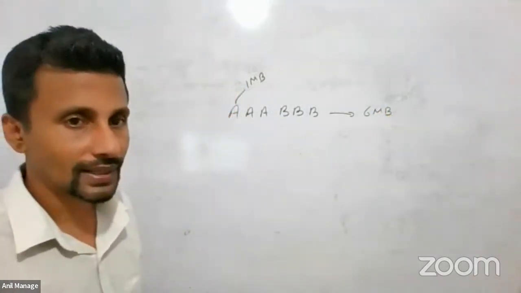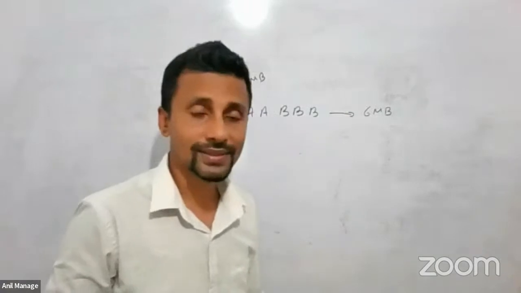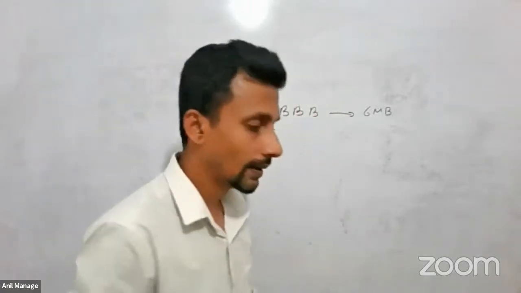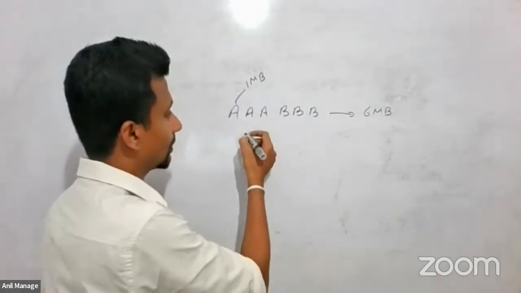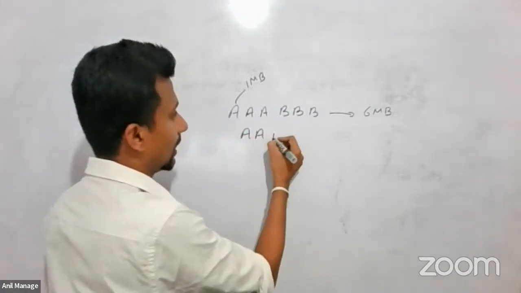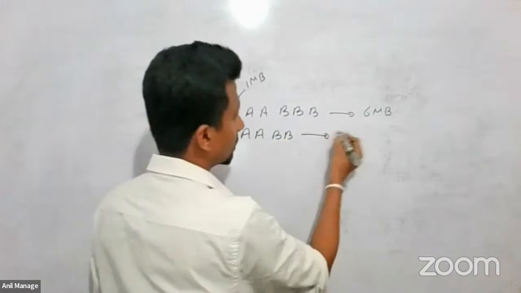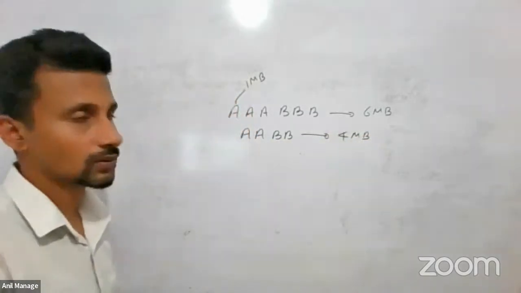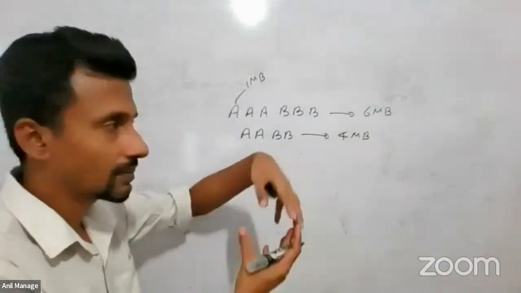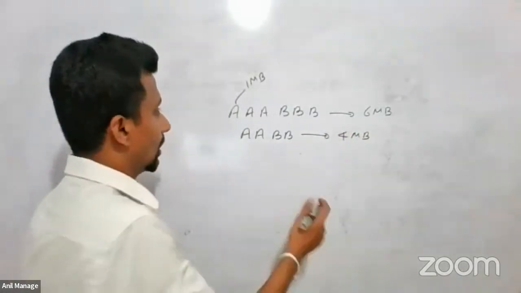So you have compression techniques. One is lossy compression. Actually, this is used for image compression and all that. In lossy compression, you can remove some data and make it small. So you have 2B's and 2A's, 4 MB. So it has compressed. That means the size is reduced.